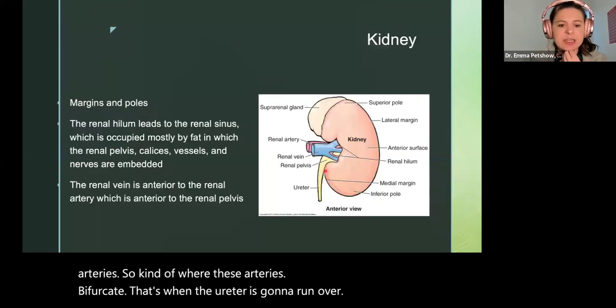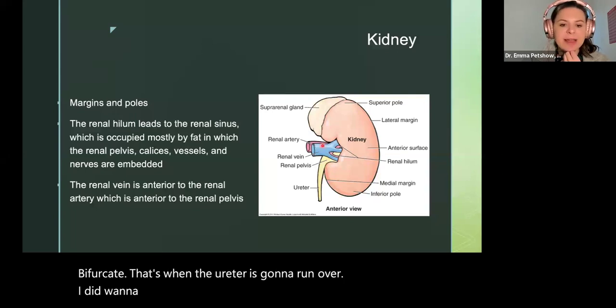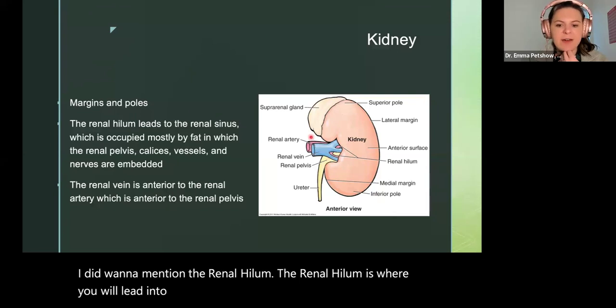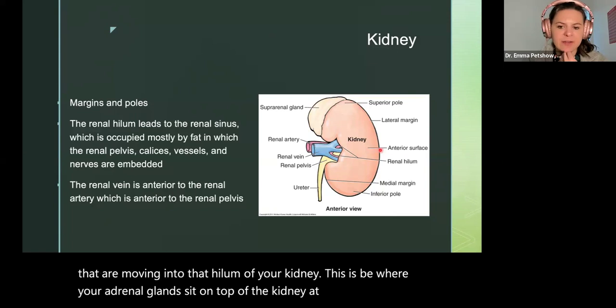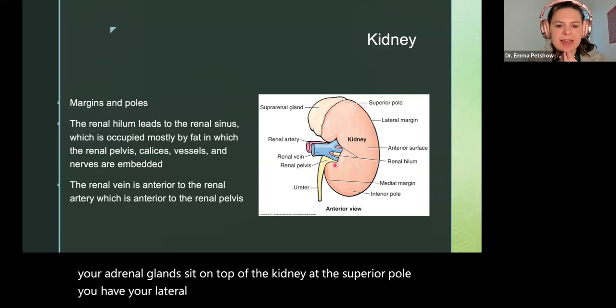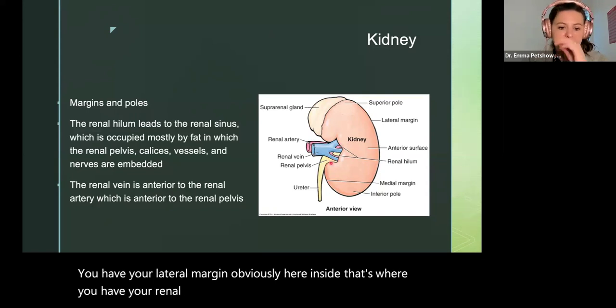I did want to mention the renal hilum. The renal hilum is where you will lead into the renal sinus. You have your renal artery and vein that are moving into that hilum of your kidney. This is where your adrenal glands sit on top of the kidney at the superior pole. You have your lateral margin, obviously, here. Inside, that's where you have your renal sinus, emptying into your renal pelvis, which empties into your ureter.